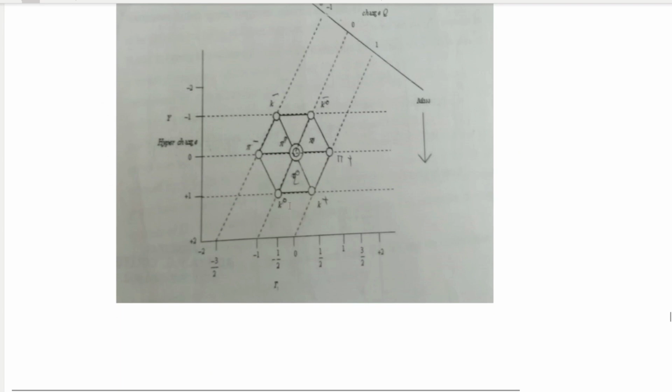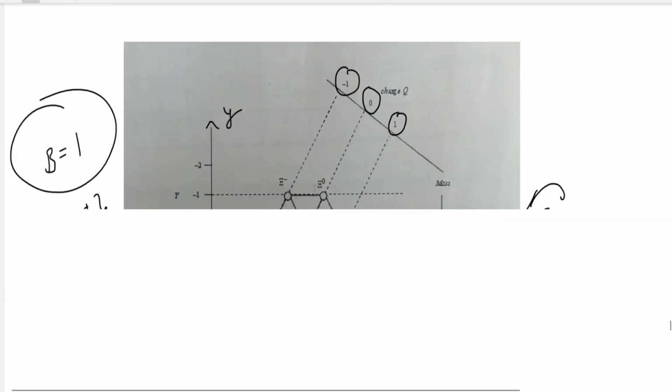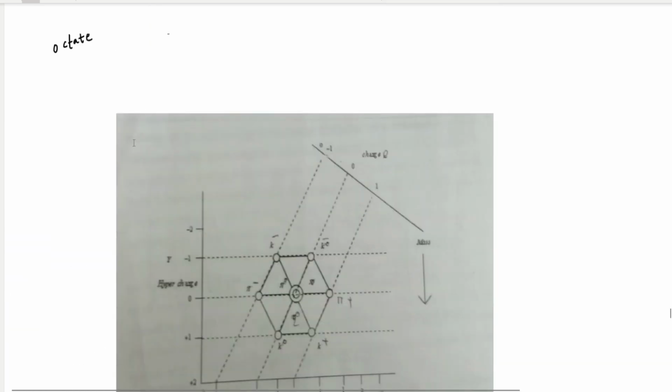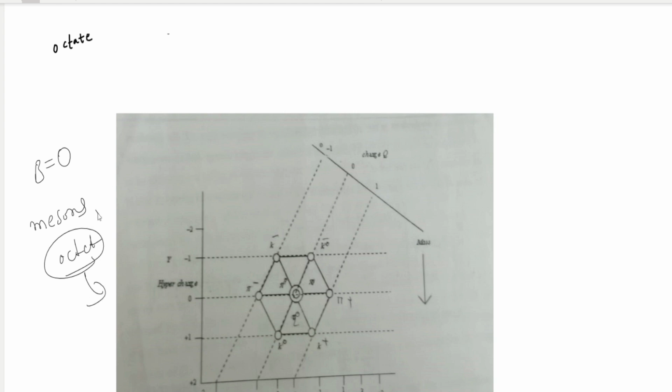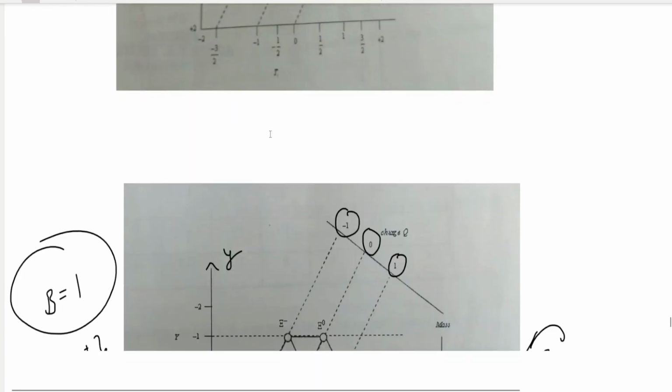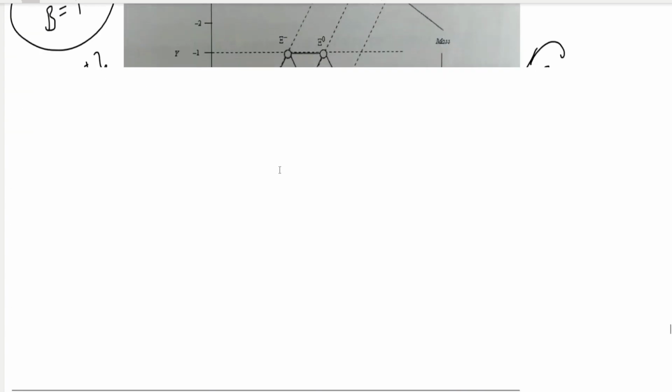These are the baryons. Baryon number is equal to 0, the octet state. So these are the mesons octet state. Mesons octet state, very, very important this. So these are the baryons.